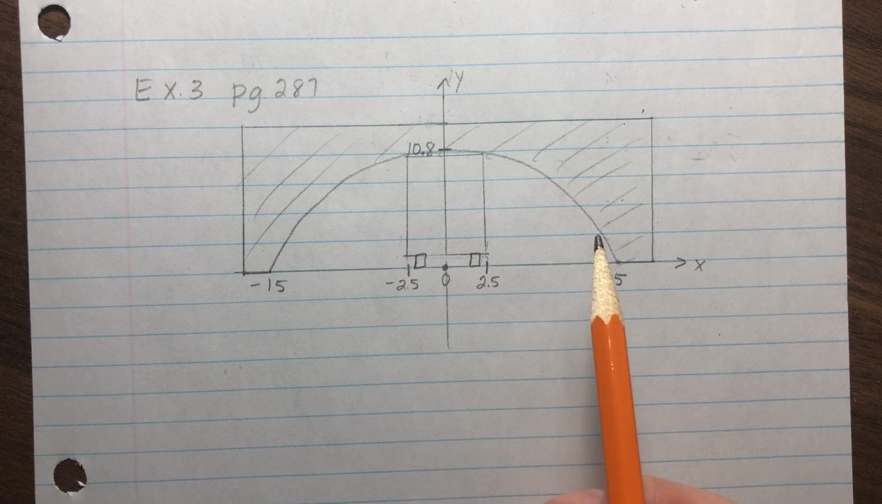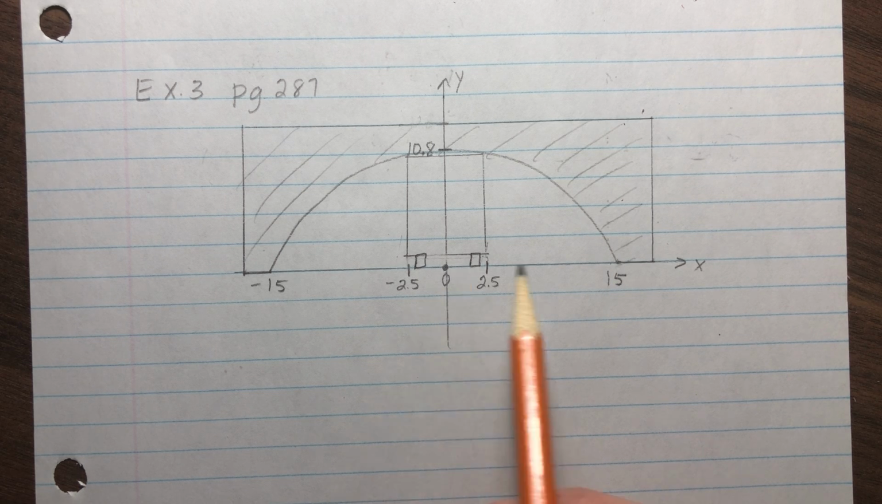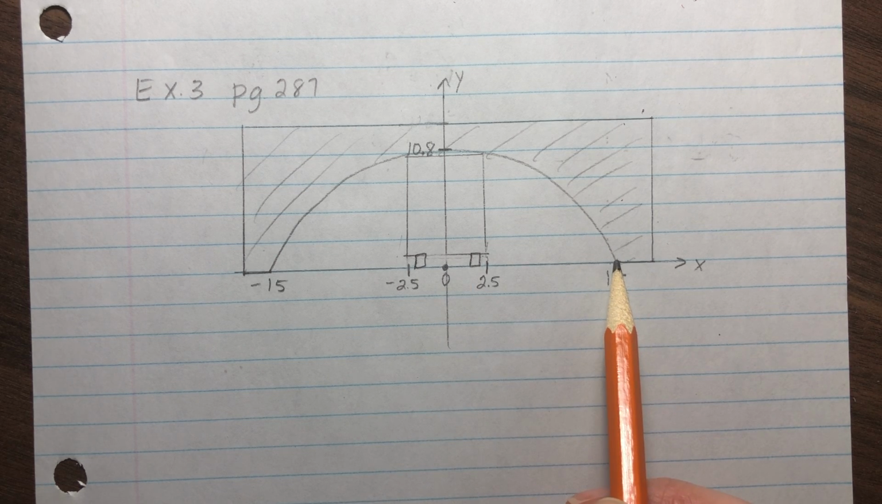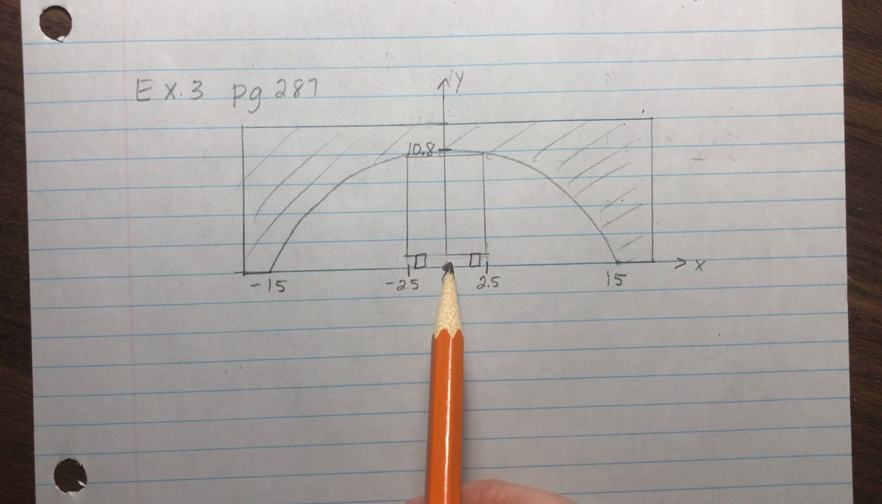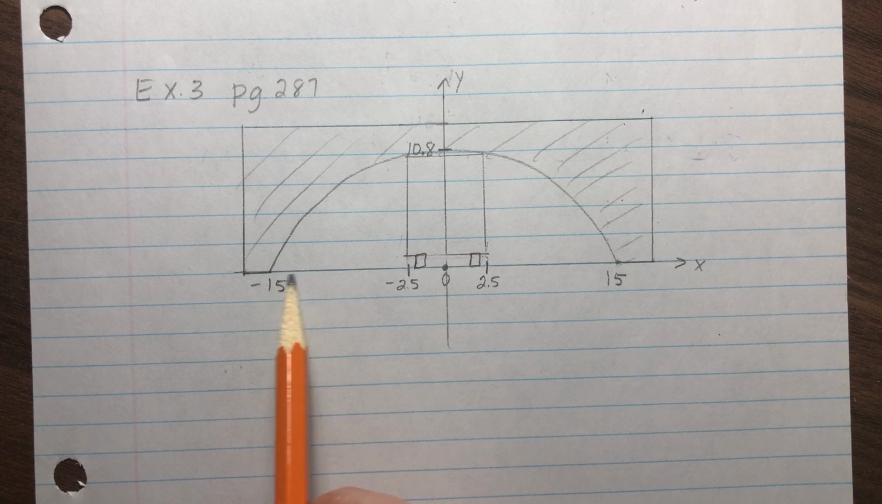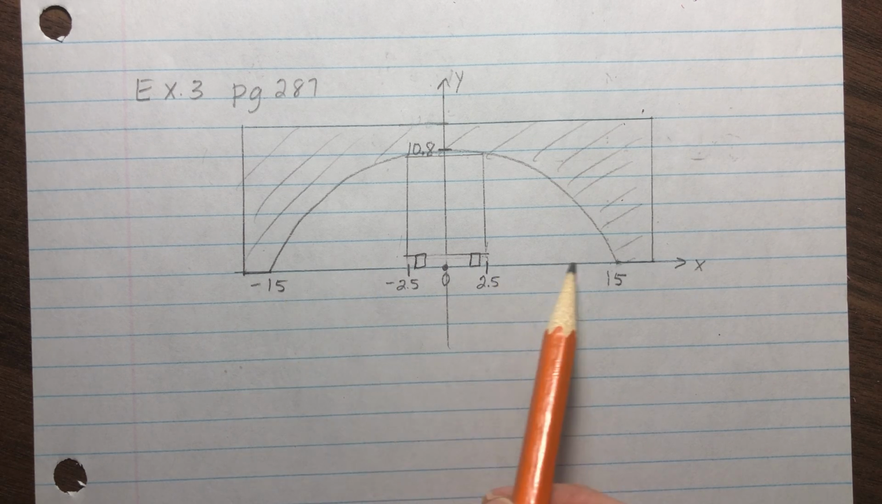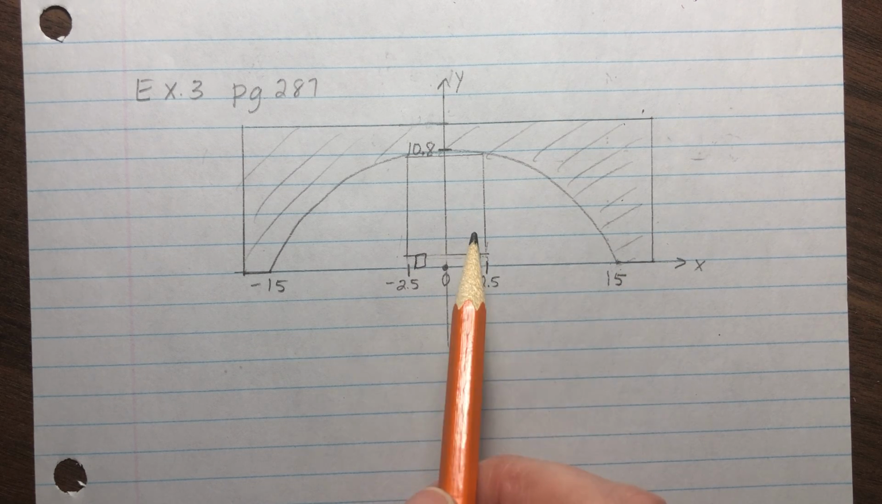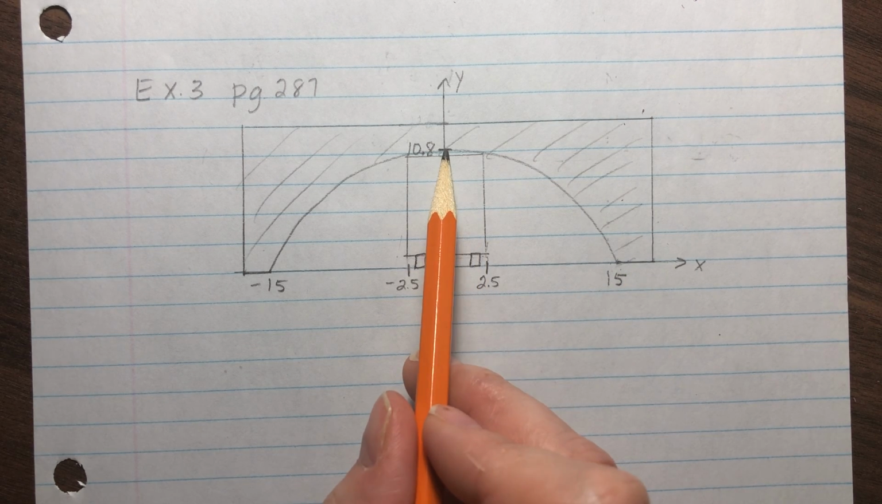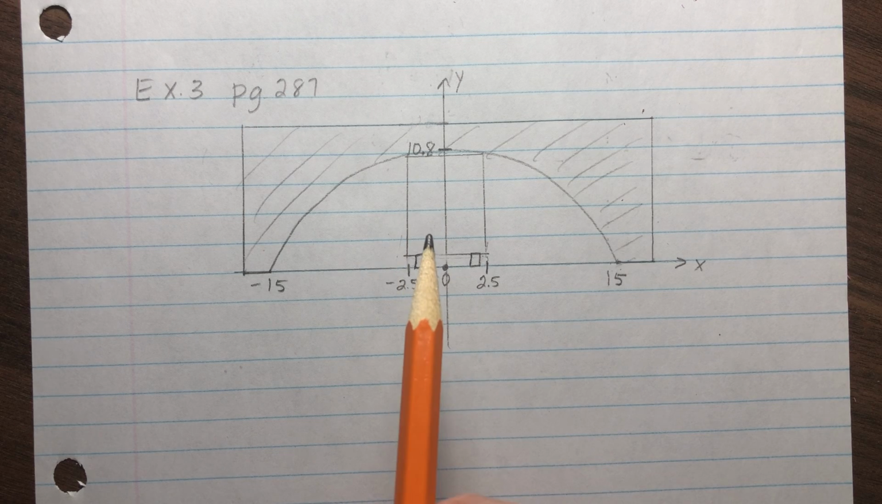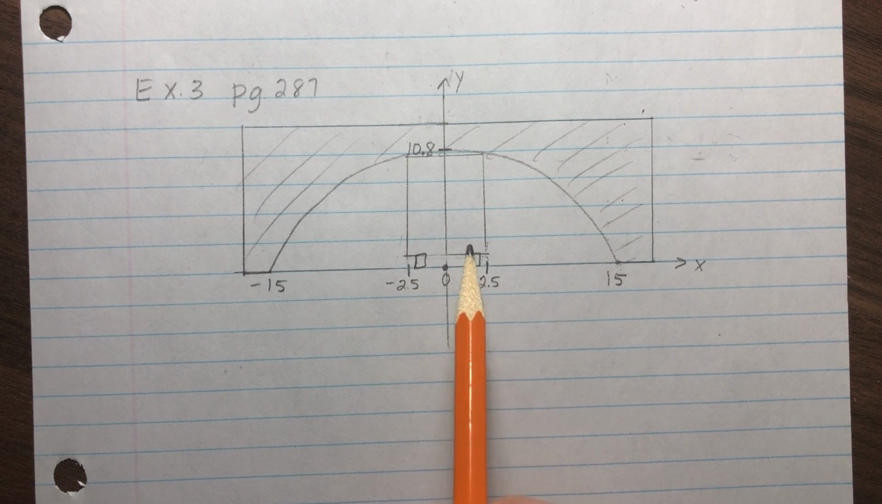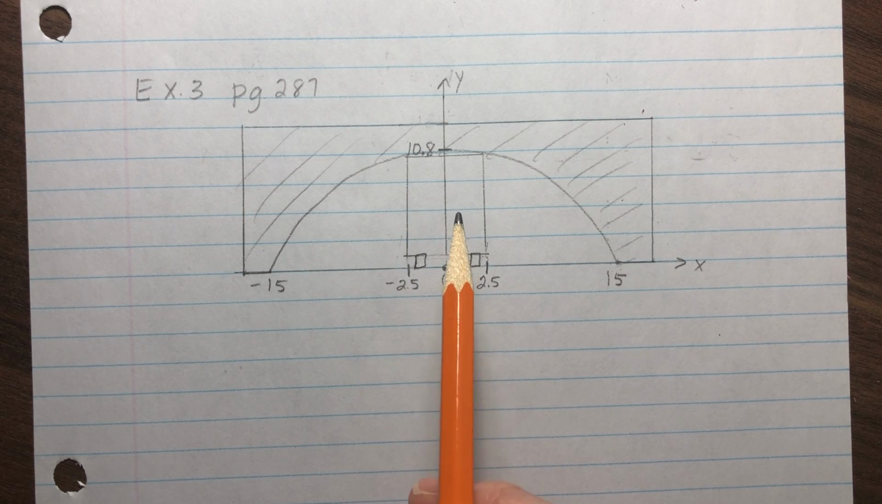It said that the base of the archway is 30 meters wide. That means that from here to the right side of the archway is going to be 15 meters, and from the center to the left side of the archway is another 15 meters for a total of 30. It also says that at the center the archway is 10.8 meters high, which I indicated over here. And then we need to see if this truck that's going to be passing through the underpass can fit.